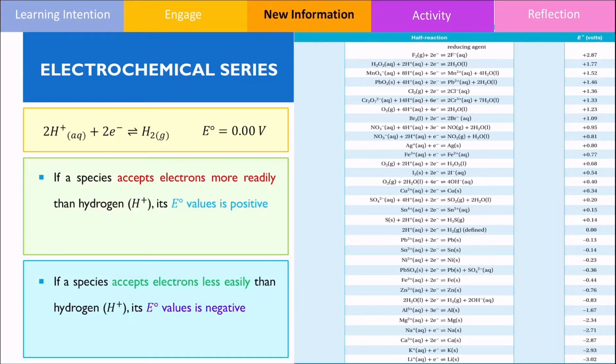If a species accepts electrons more readily compared to the hydrogen ion, this means it's more likely to undergo reduction, hence its E value is positive, as you can see by this example. In contrast, a species is less likely to accept electrons than hydrogen if its E value is negative, which means it isn't likely to be reduced.